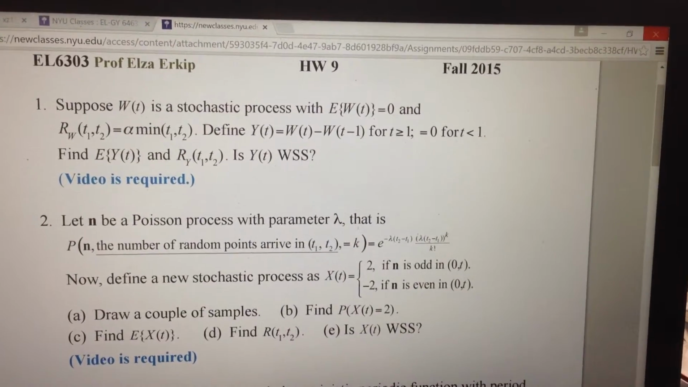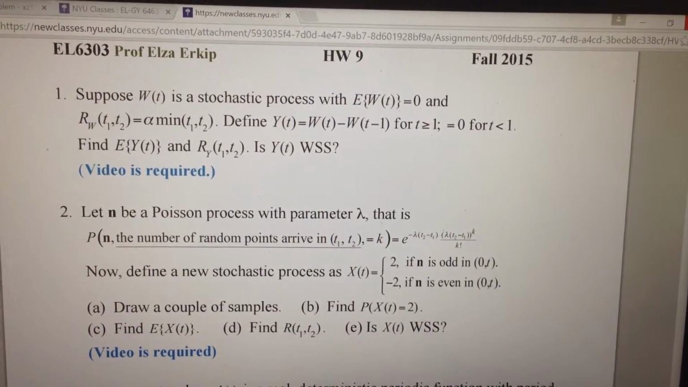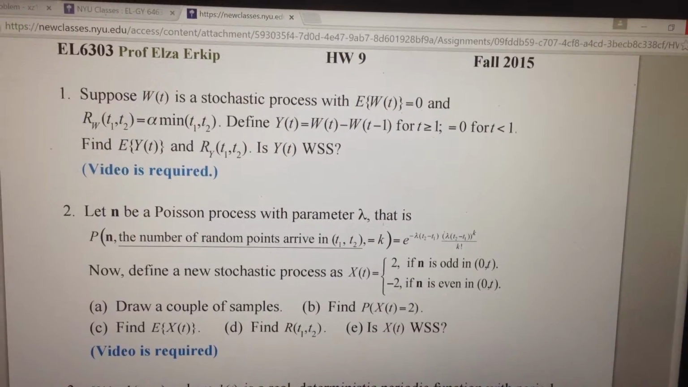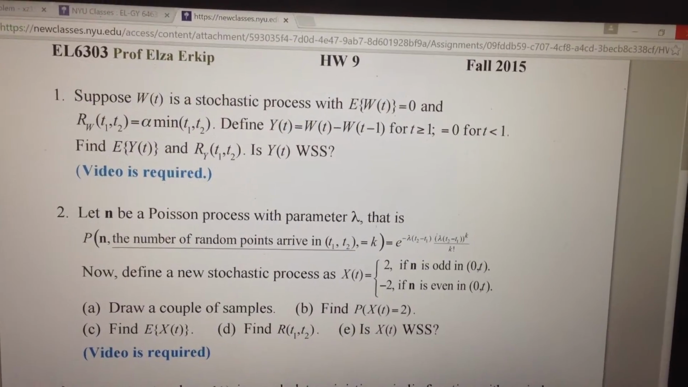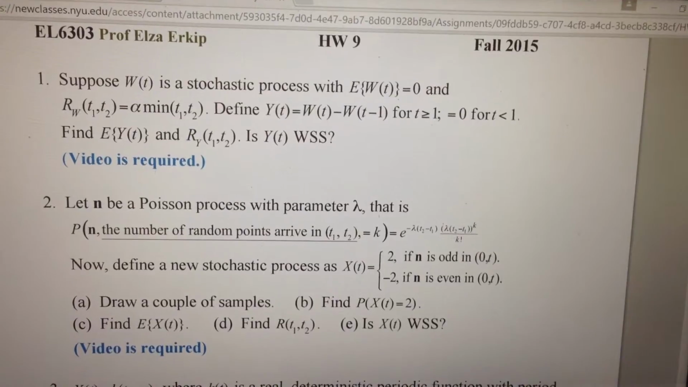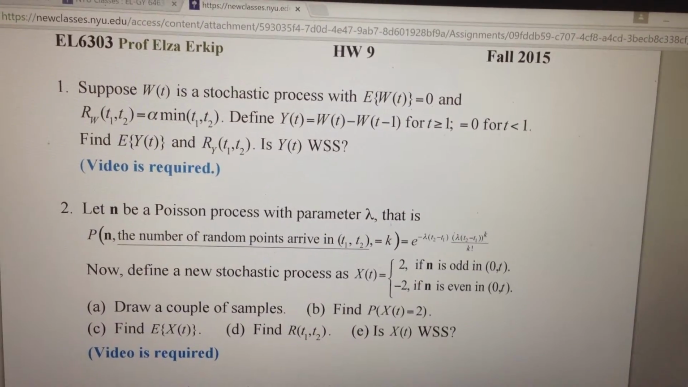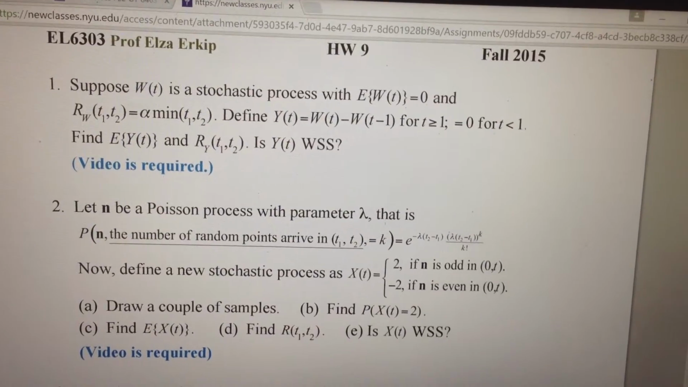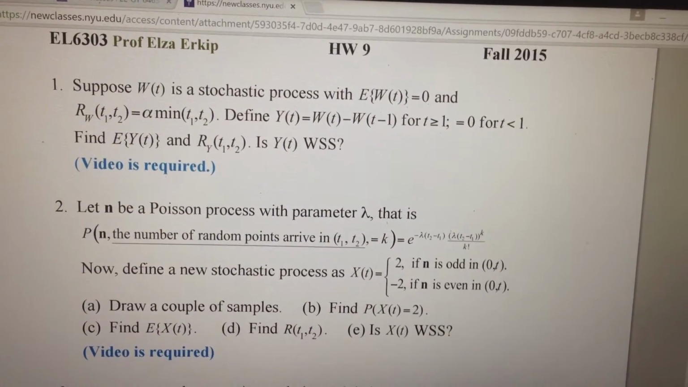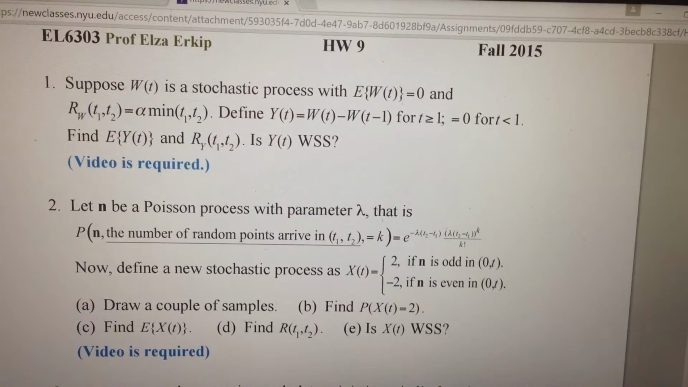Hello everyone, this is a video for homework 9, and let's check out the first question. Suppose W(t) is a stochastic process, and its expected value equals 0, and the autocorrelation of it is alpha times the minimum of t1 and t2.